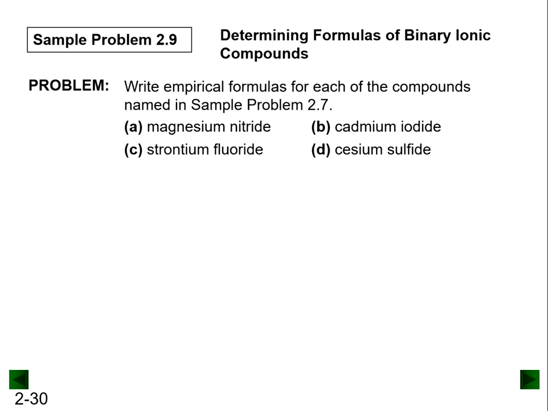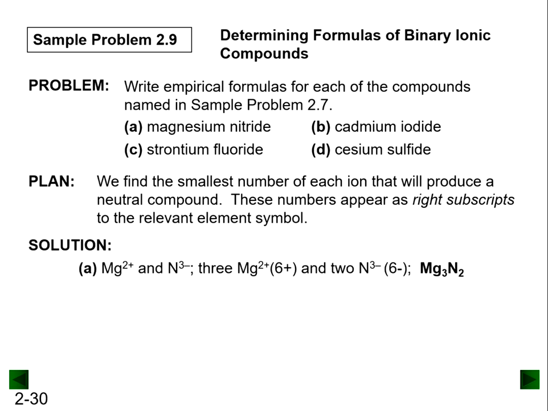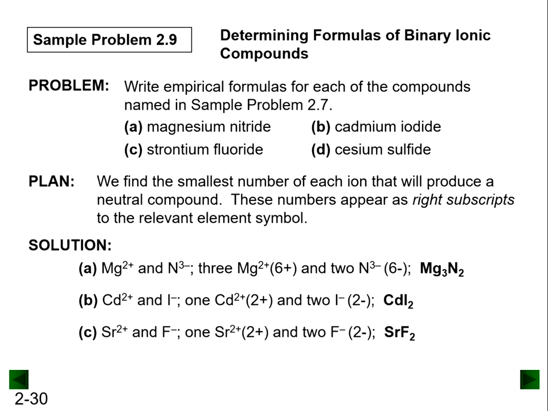So now if we want to write down the formulas, we did magnesium nitride, Mg3N2. Right? What about cadmium iodide? Cadmium tends to form a 2+ charge. Iodide is a -1, so we're going to need 2 iodines for each cadmium to make it electrically neutral. And we see that here. Strontium fluoride, strontium tends to form a +2, fluorine a -1, so we'll need SrF2. And finally, cesium sulfide. Cesium forms a +1, sulfur has a -2, so we'll need Cs2S.